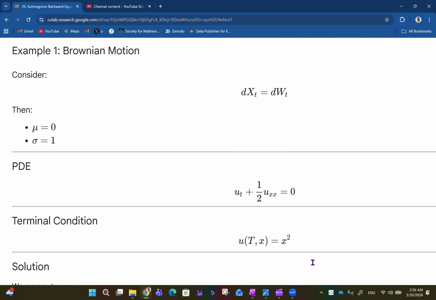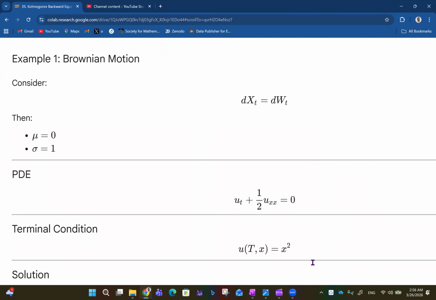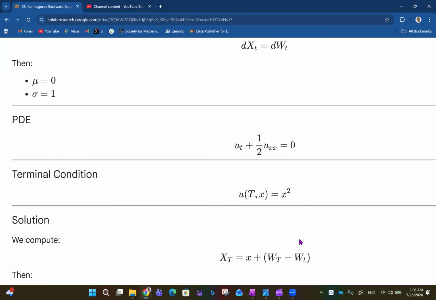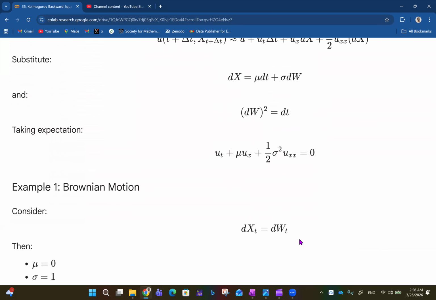And then that leads us to the concept of Brownian motion. If we consider that X_t is equal to W_t, then we take mu to be 0 and sigma to be 1. From here, because mu is 0, this term goes, so we have u_t left, and since sigma squared is 1, we have half u_xx equals 0. We have that PDE like that, and then we have the terminal condition.